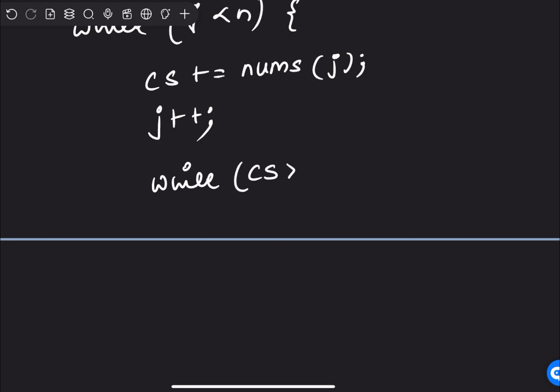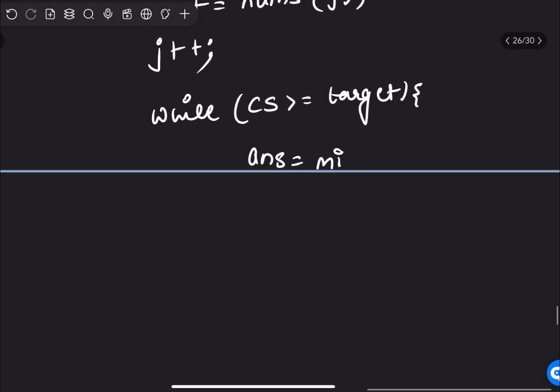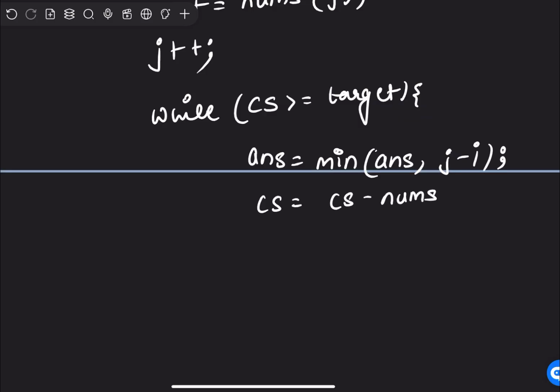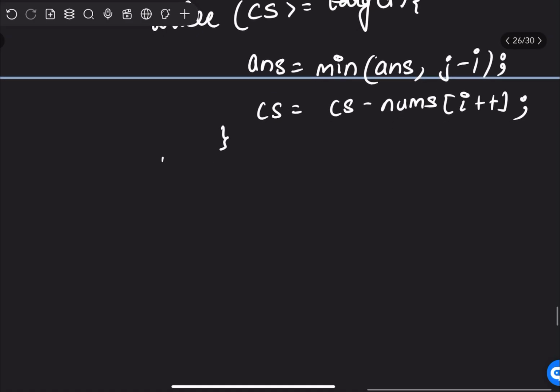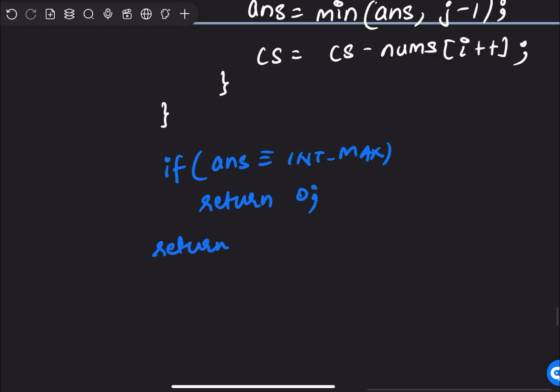where current sum is greater than equals to target. And what I'll do, I'll update my answer first of all, since we figured out one answer. So answer comma j minus i. Okay. And current sum, we will subtract current sum minus nums at i plus plus. While loop ends up here. And if up till this point answer remains int max, I can just return 0, else we just return answer.